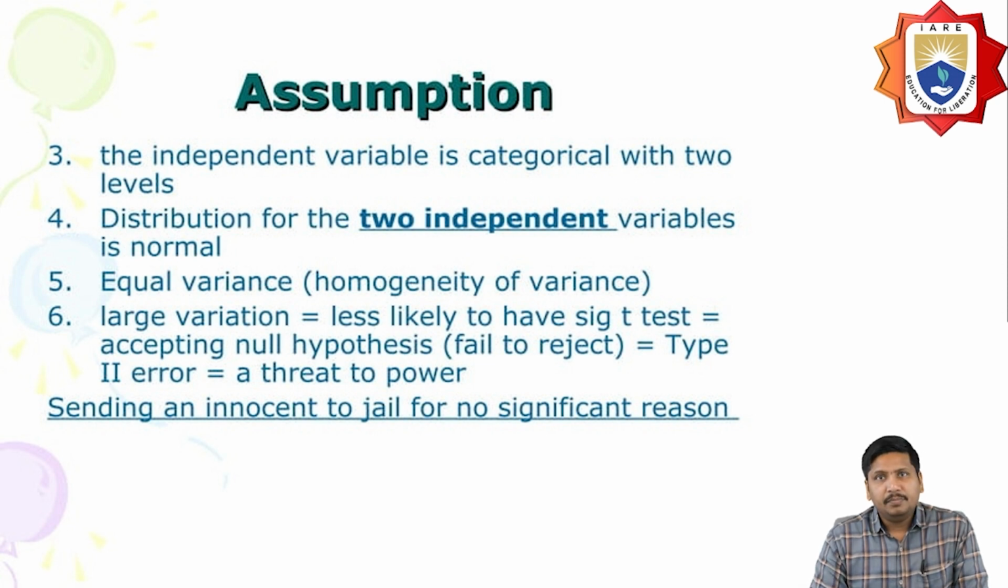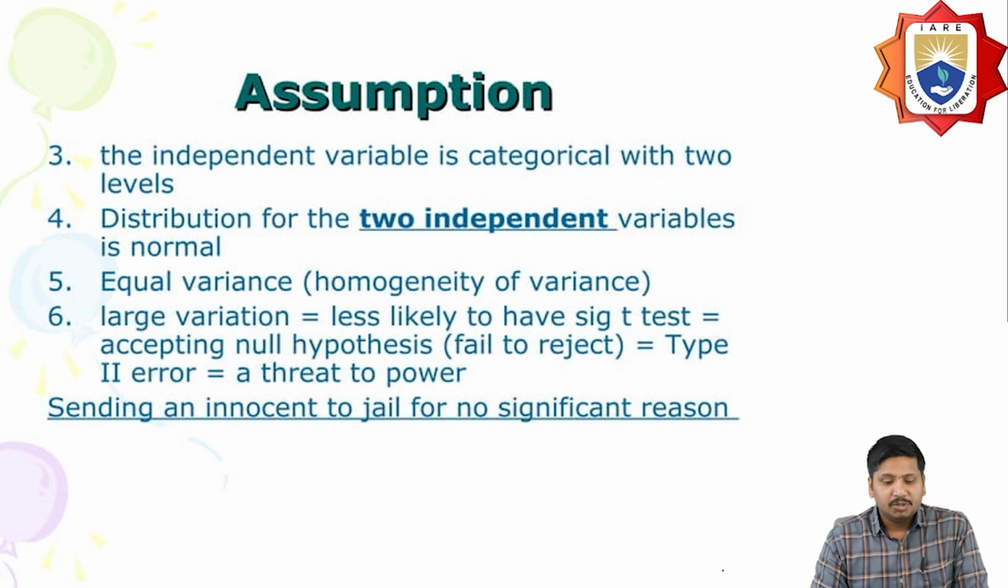The independent variable is categorical with two levels, and the distribution for the two groups should be normal, with equal variance, that is, homogeneity of variance. Unequal variance makes the t-test less likely to reject the null hypothesis, or it may lead to failure to reject, and a type 2 error is a threat to power.